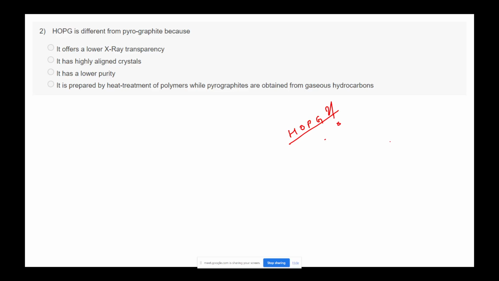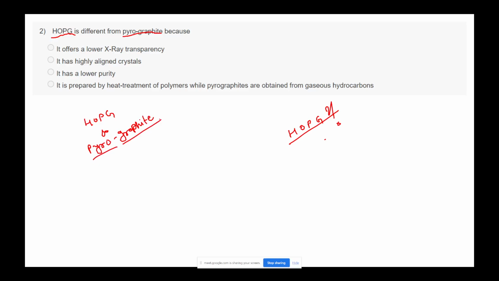There are two terms. One is your pyrographite, and another is your HOPG. So HOPG and pyrographite, these are the two terms.